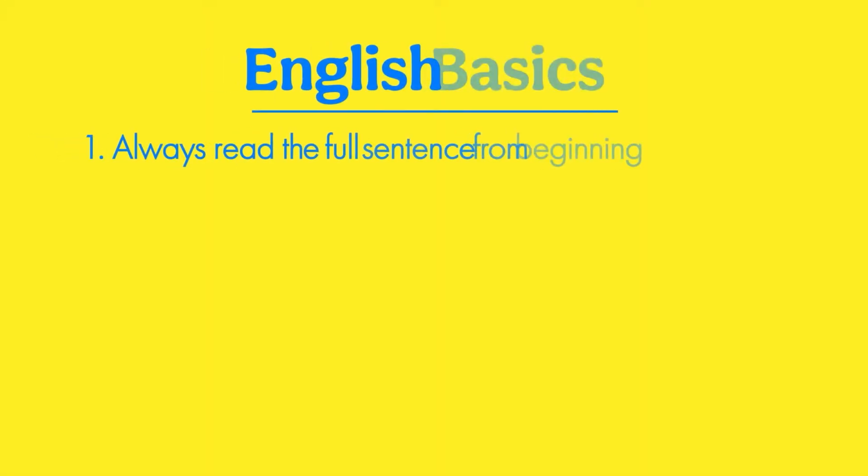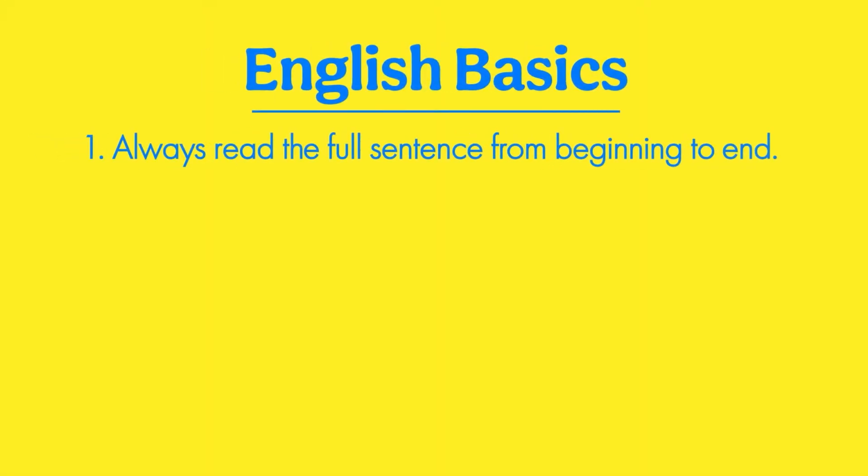Strategy number 1, like general rule number 1, is you always need to read the entire sentence. So you want to read the full sentence from the very beginning of the sentence to the very end of the sentence when you're answering a question. Even if only 1 or 2 words in the middle of the sentence are underlined, if you don't read the full sentence, you could miss out on important information and get the question wrong. So always read the full sentence from the very beginning to the very end. Okay, so that's number 1.